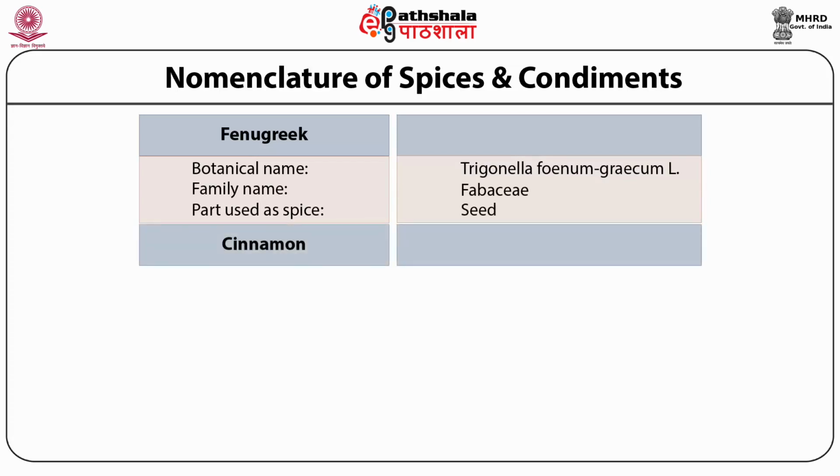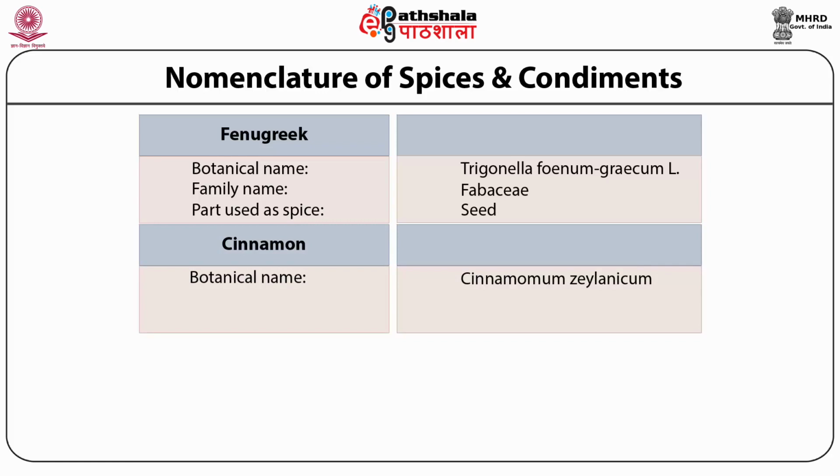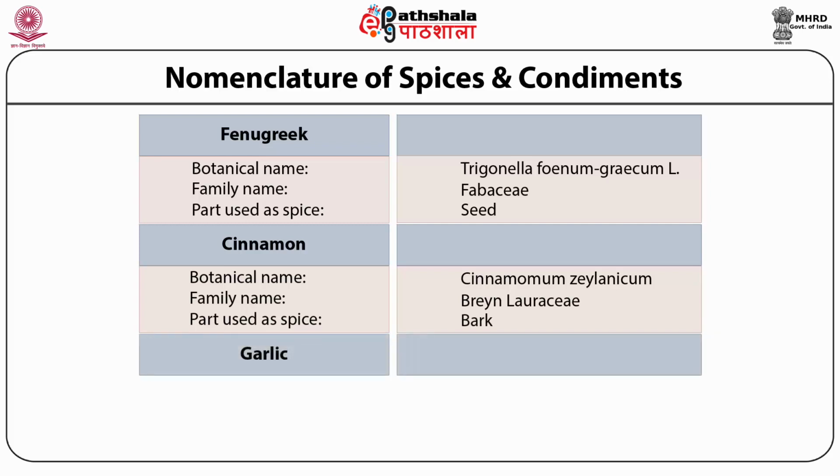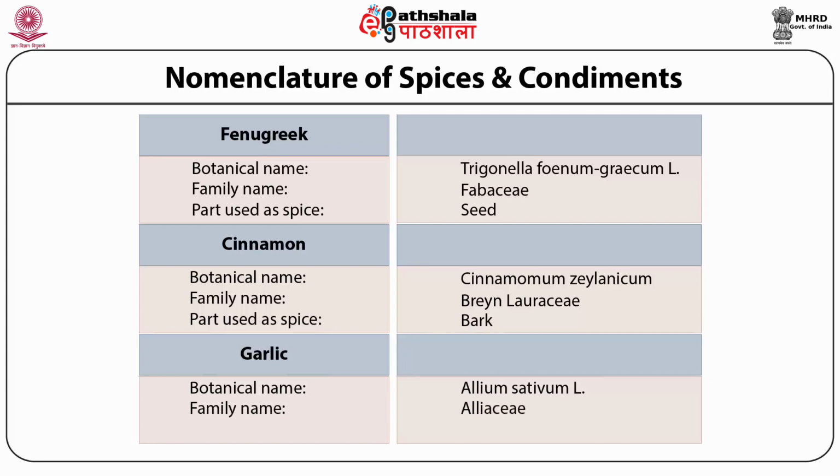Cinnamon. Cinnamon is botanically called Cinnamomum zeylanicum. It belongs to the family Lauraceae, and the part of the plant used as spice is the bark. Garlic. Garlic is botanically called Allium sativum. It belongs to the family Alliaceae. The part of the plant used as spice is the bulb.